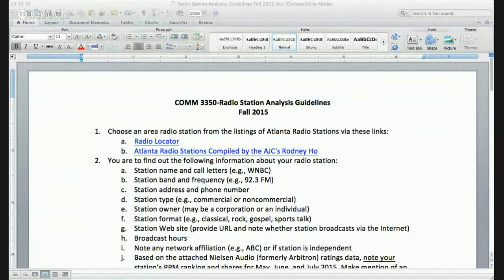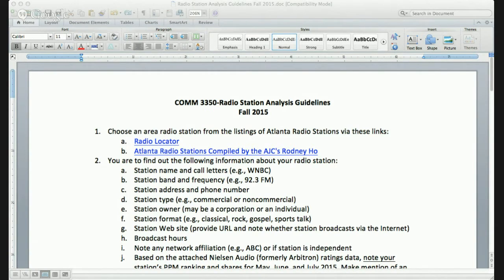So what we see is that we have our guidelines for the first written assignment in this course. And what we're looking for is for you to investigate a radio station and learn a little bit about it so that you have a better understanding of some of the elements that make up a radio station, what their call letters are, the frequency, and of course what the difference between commercial and non-commercial is.